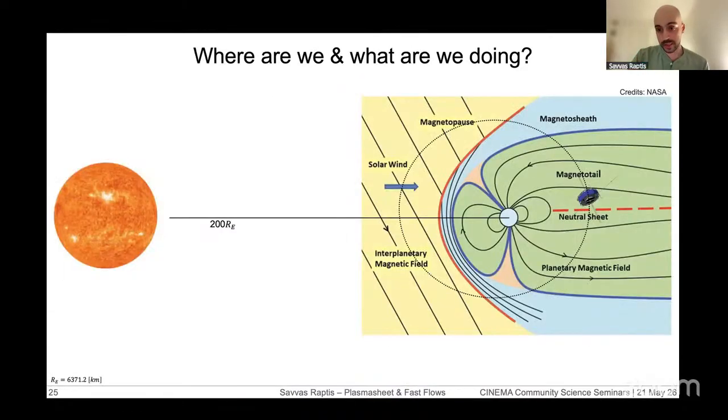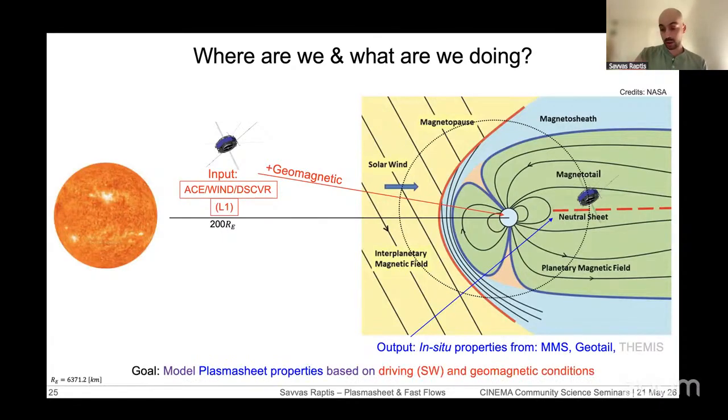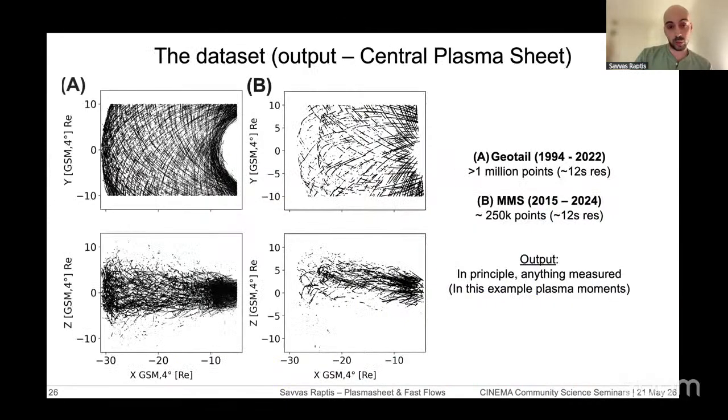So again, just as a schematic, we take input from the solar wind. Explicitly here, we try to use information from L1, and we also take geomagnetic indices from the Earth, and our output is any kind of in situ properties from MMS and Geotail. THEMIS can, of course, be used in the same way, but at least in our example here, we use it as a test rather than something in the modeling procedure. So with that in mind, let's see what we have.